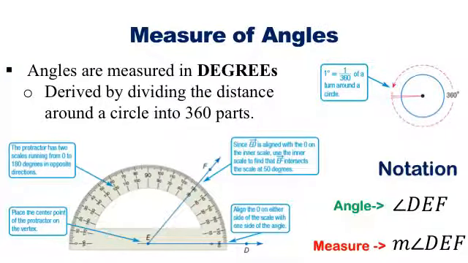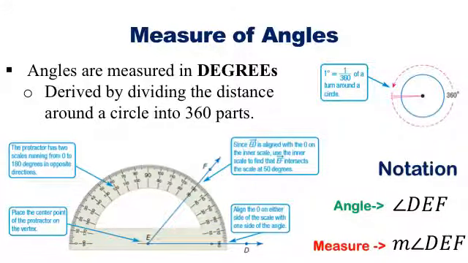Now, similar to segments having a specific length, or a finite length we should say, angles have a finite measure. And we measure these angles in units called degrees, and it's essentially derived by dividing the distance around a circle into 360 parts. So if you ever think about a circle being 360 degrees, when you look at a protractor, think that a protractor is half a circle, and that is where we get all of these units.